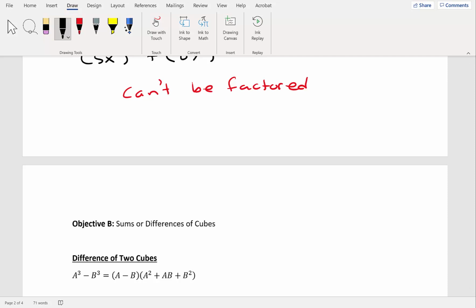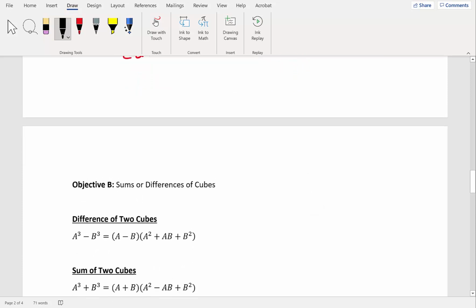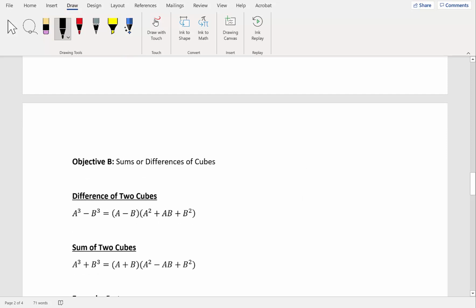So a difference of two cubes is when you have some term cubed minus another term cubed. The formula for factoring this out is a minus b times a squared plus ab plus b squared. Now a sum of two cubes, you could actually factor this out too. So if you have a term raised to the third power plus another term raised to the third power, this factors into a plus b times a squared minus ab plus b squared. So these two formulas are very similar to each other. The only difference here are these two signs.